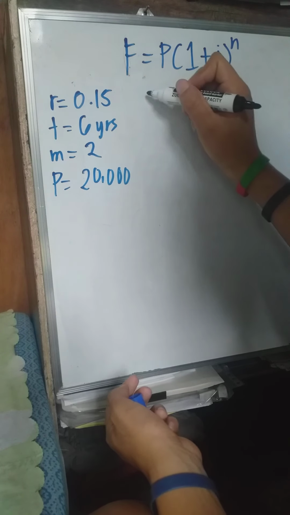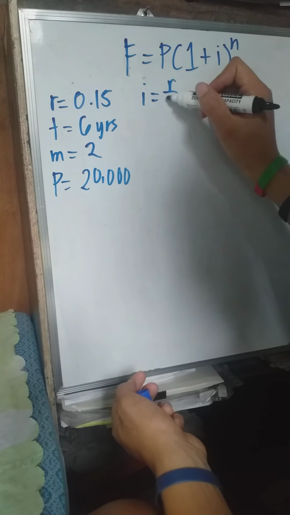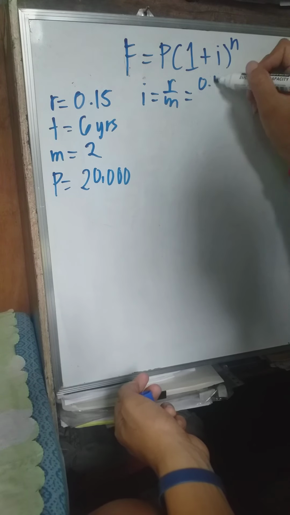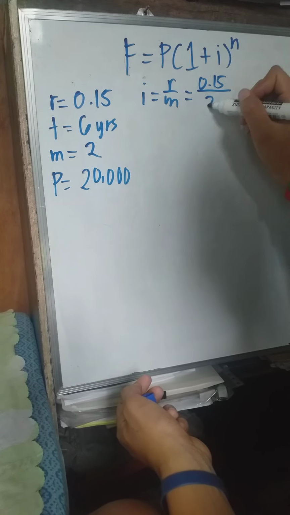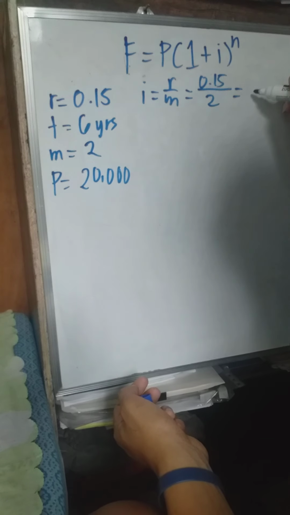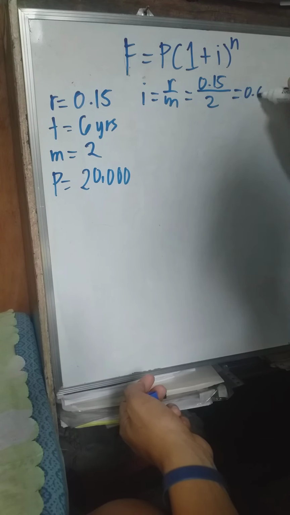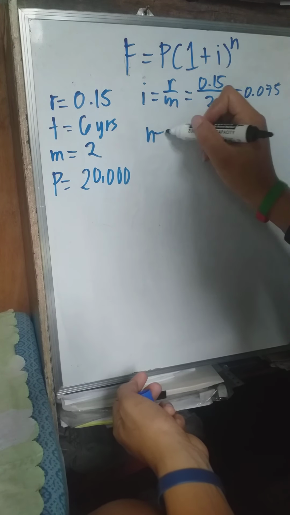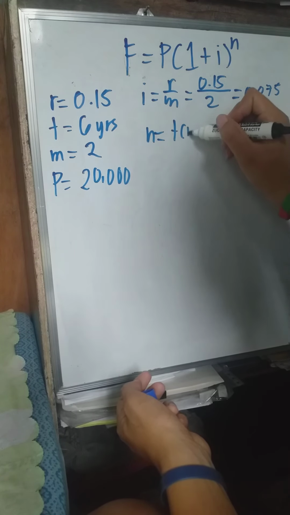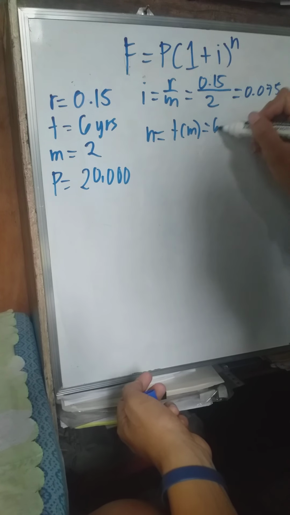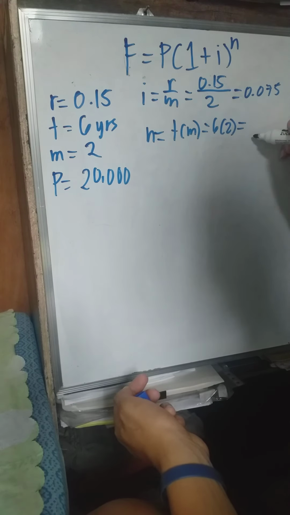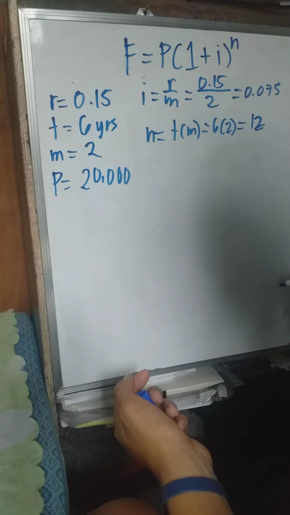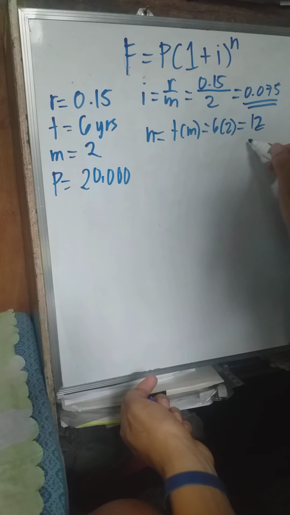Now, let's compute for I. I is equal to R divided by M is equal to 0.15 divided by 2 is equal to 0.075, and the N, T times M is equal to 6 times 2 is equal to 12. Now, nahanap na po natin or na-compute na natin yung value ng I and N.